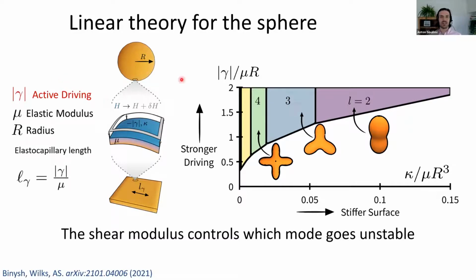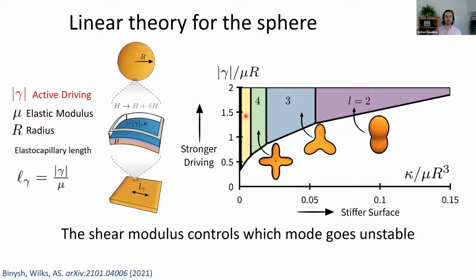So what this phase diagram tells you is that by controlling just the passive capillarity, you can control what shape you go unstable towards, right? And there's a different set of shapes going from this uniaxial deformation, which you can call L is equal to 2, to these much finer structures.